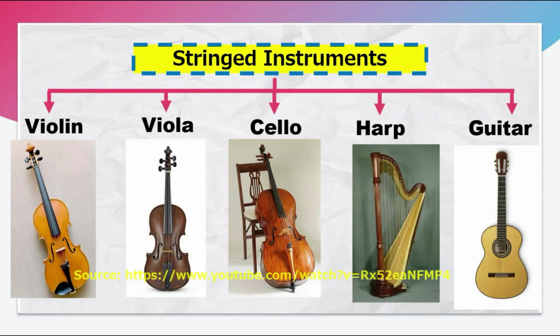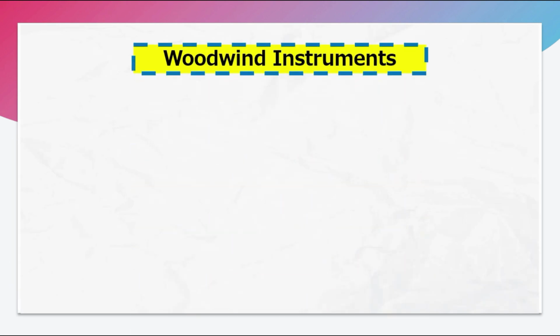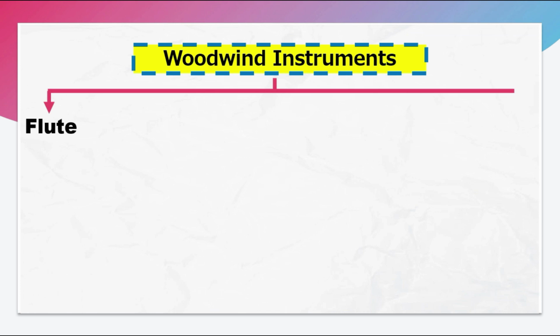So again, here's the family of string instruments: violin, viola, cello, harp, and guitar. Now let us proceed to woodwind instruments. First, we have what we call the flute. The flute is known to produce a pitch sound. It is played by blowing across its mouthpiece, and the fingers are opened and closed to produce a pitch.